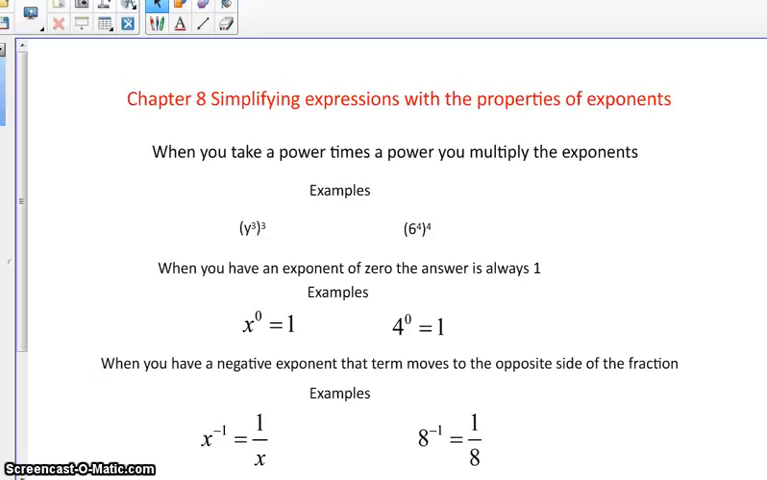Today we are going to learn how to simplify expressions with the properties of exponents. Before we start, there's some simple things you guys need to know.